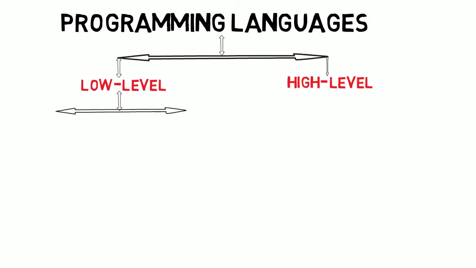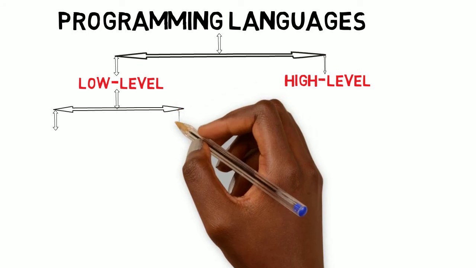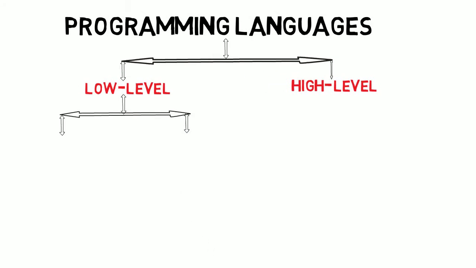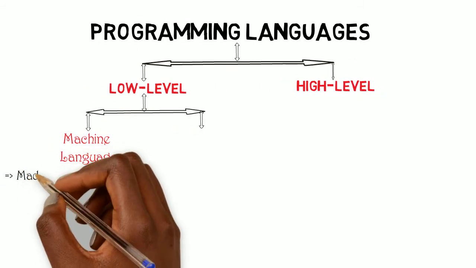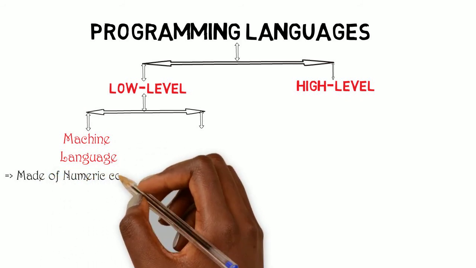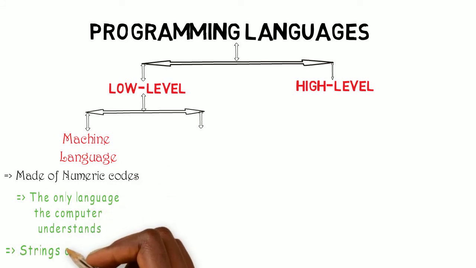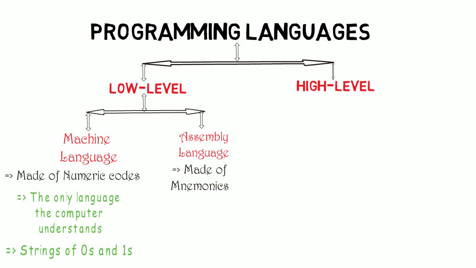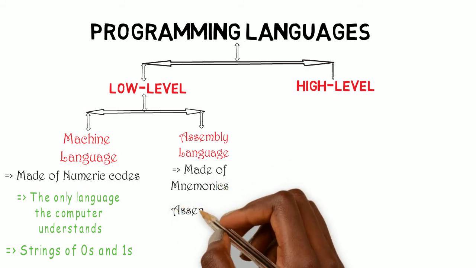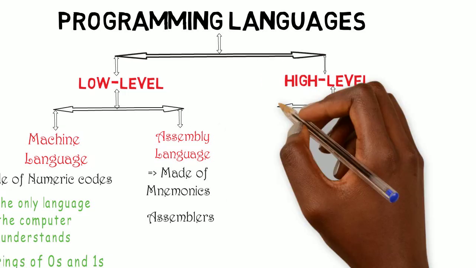Now, we said the low-level language was further divided into two: the machine language and the assembly language. Machine language uses numeric codes, and it is the only language that the computer actually understands. That is strings of ones and zeros. The assembly language uses what is known as mnemonics. And we said a code written in assembly language needs an assembler to translate that code to machine language for the computer processor to understand.